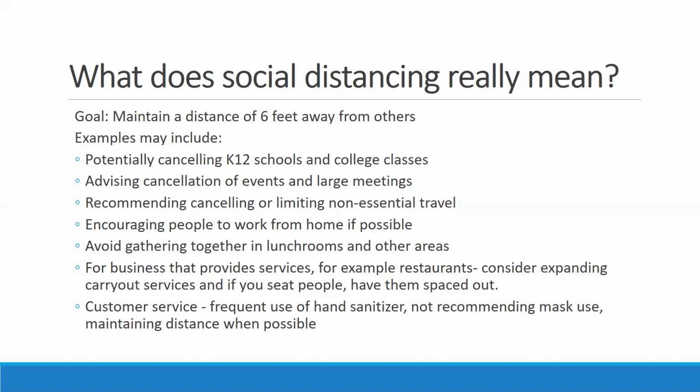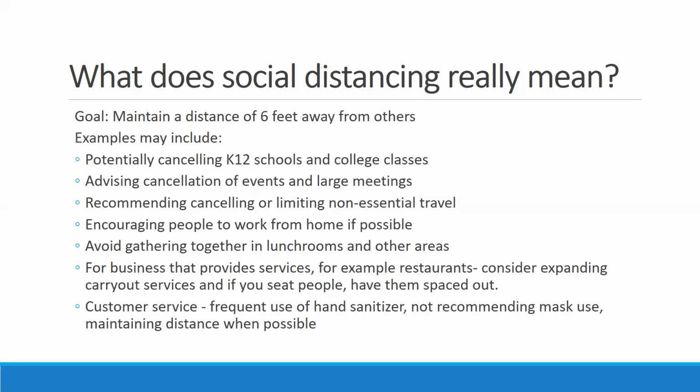So we've also had a lot of discussions with businesses, and we're encouraging businesses to think outside of the box. Think of ways that they can continue to provide services, but under this social distancing type umbrella. So for restaurants, that might mean expanding their carry-out services, or if they're still going to serve customers, moving their tables further apart so that patrons aren't sitting close to each other. For customer service businesses, we'd recommend frequent use of hand sanitizers. We're not recommending that the general public start using masks. We just want them to maintain distance between them and others as much as possible.